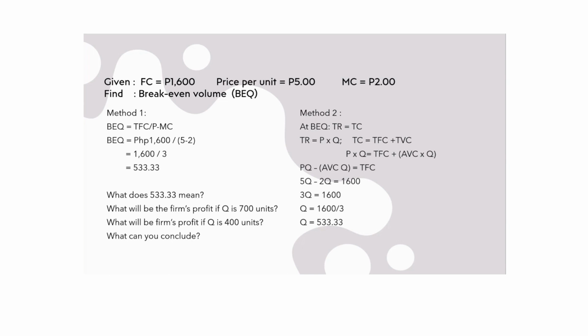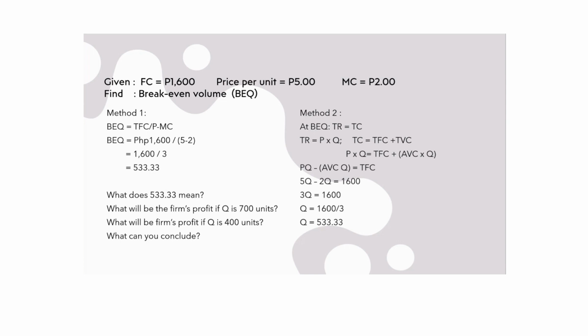How about if the firm will produce 400 units? So clearly this is below the break-even volume. And we expect that the firm will incur losses already.